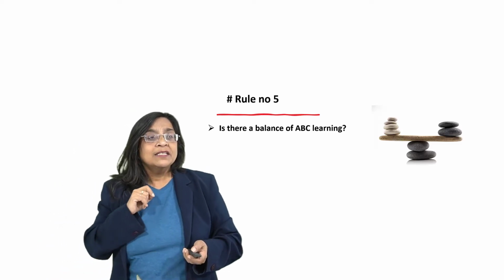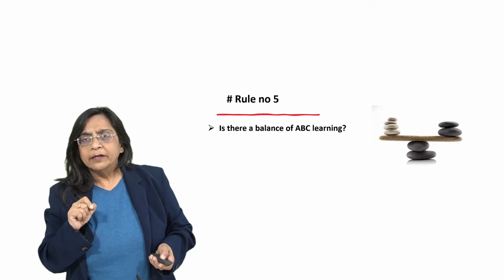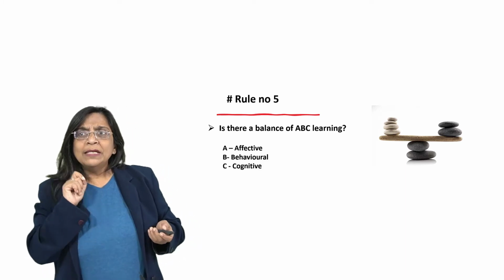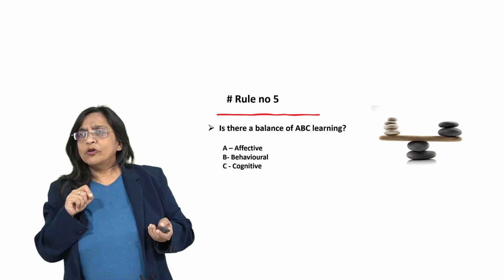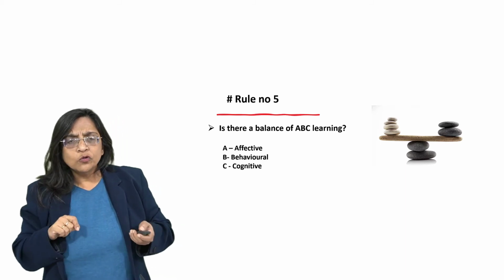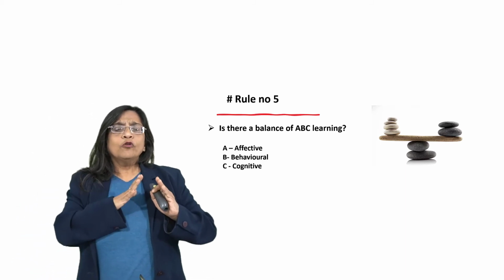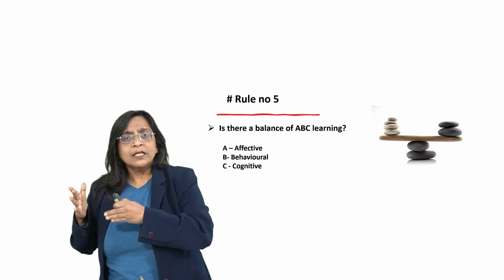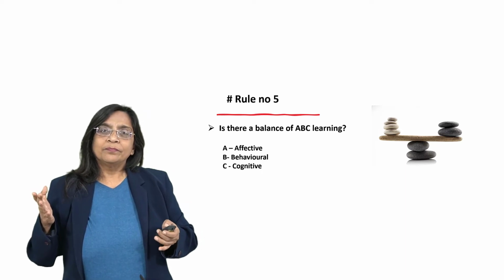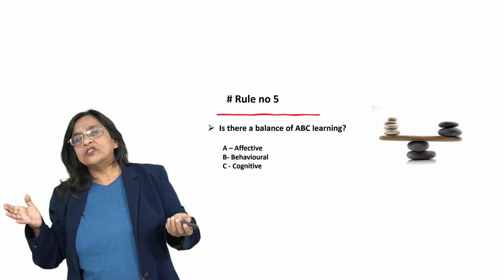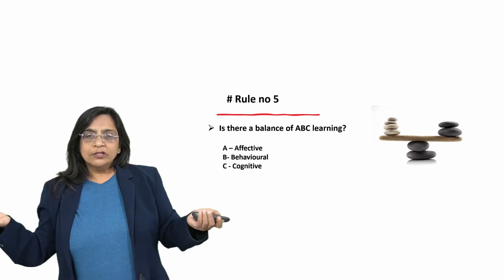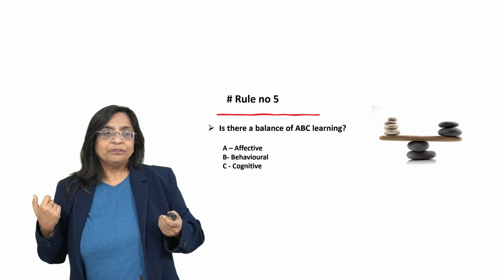Rule number 5, is there a balance of ABC learning? Now what is ABC? A stands for affective, B stands for behavior, and C stands for cognitive. A stands for the attitude that you would like the participants to change. For instance, if you are teaching customer service, first you have to tell them the importance of having good customer service skills. Because if you don't have it, whatever you teach after that, try to teach them the skill of politeness or doing something, it will just not even filter in.